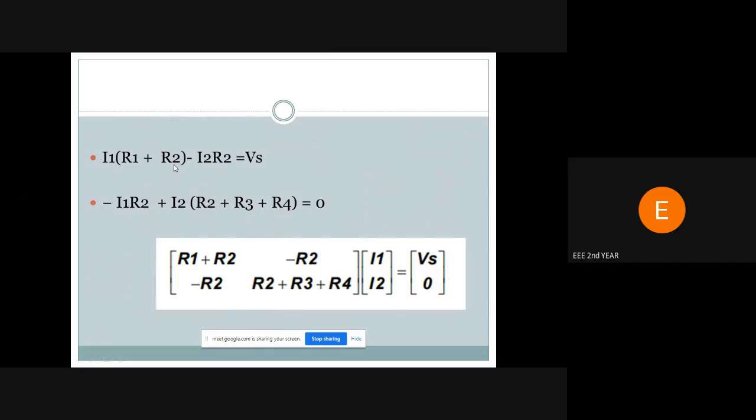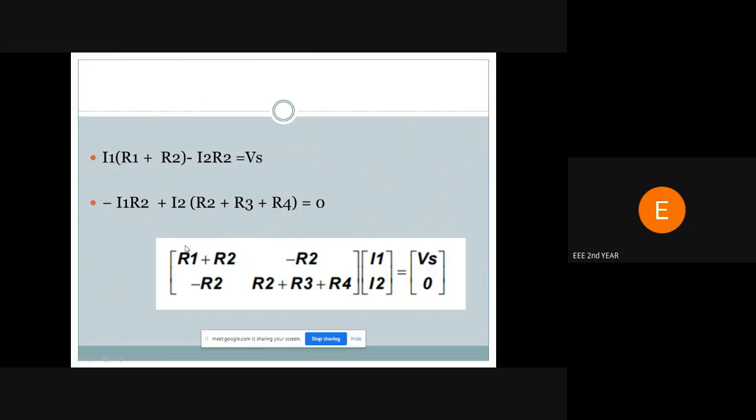Using these equations, let's use Cramer's method, that is Cramer's rule. Based on that rule, you apply a 2 cross 2 matrix form. In this form, the coefficients of I1 and I2 will be taken here.